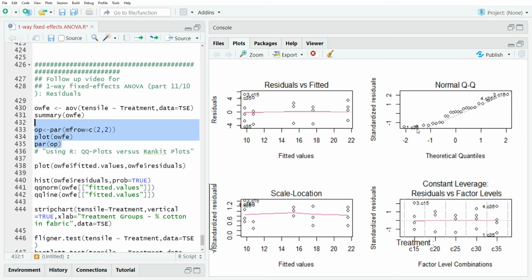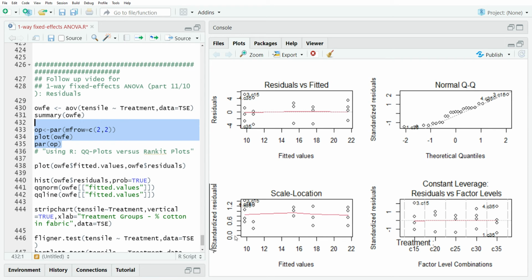Now, the normal QQ plot is a way to assess to see if they're normal. And so all these dots should follow a straight line if they are normal. And we don't really have a big sample size, and so again, squint your eyes, drink a beer, they approximately follow that line. Now, I have a video out called Using R, QQ Plots versus Rankit Plots. And in that video, we describe in a lot of detail what a QQ plot is and what a Rankit plot is. And they all want to assess the normality of the data.